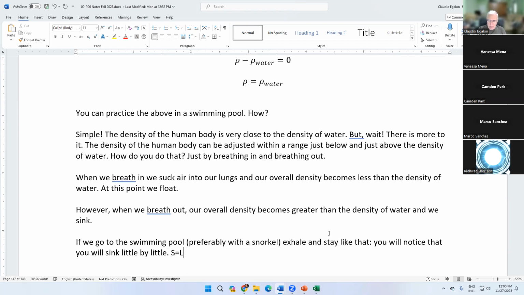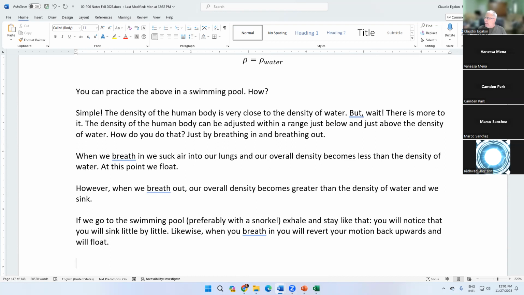Likewise, when you breathe in, you will revert your motion back upwards and will float. And that's what we have for today.